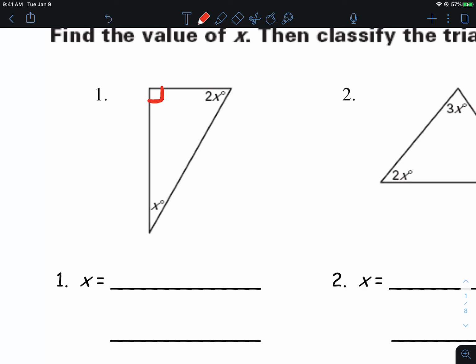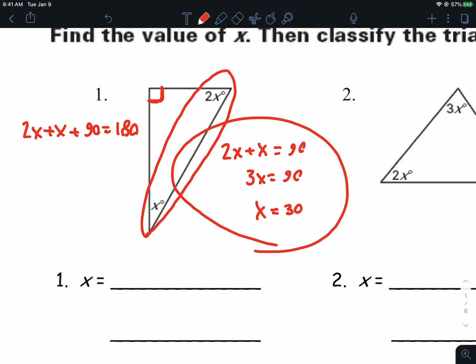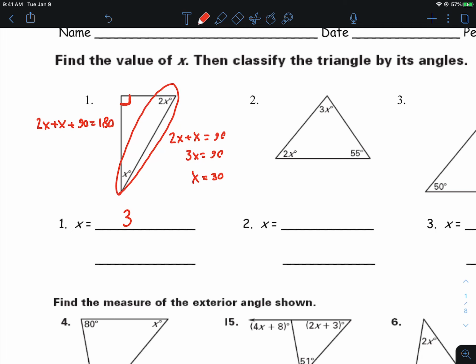So kind of a shortcut on these right triangle problems is to do 2x plus x, your two acute angles right there, and then equal 90. And then you can say 3x equals 90, and then divide, and you can get x is 30. You can also do 2x plus x, and then plus 90 equals 180. That should still work. It's just a hair quicker to do it with the two acute angles equal to 90 right there. So you'll get x is 30.